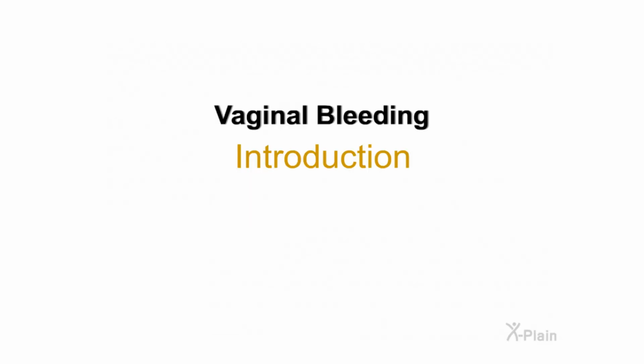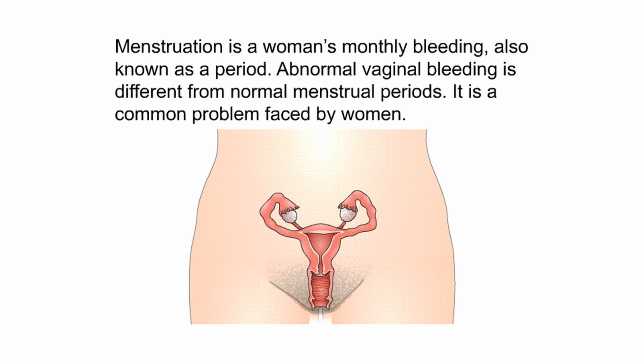Vaginal bleeding. Introduction. Menstruation is a woman's monthly bleeding, also known as a period. Abnormal vaginal bleeding is different from normal menstrual periods. It is a common problem faced by women.